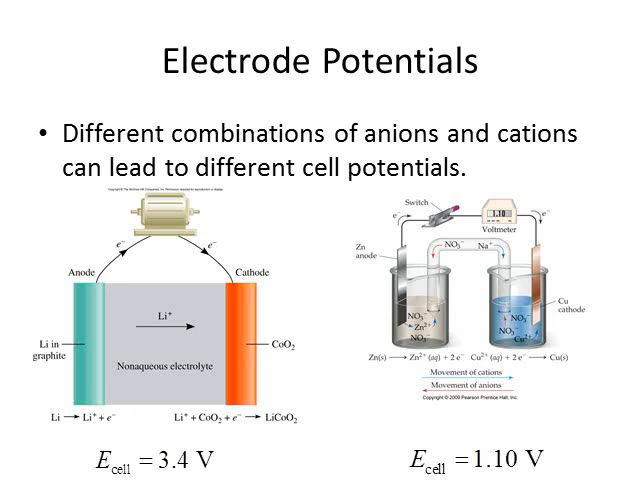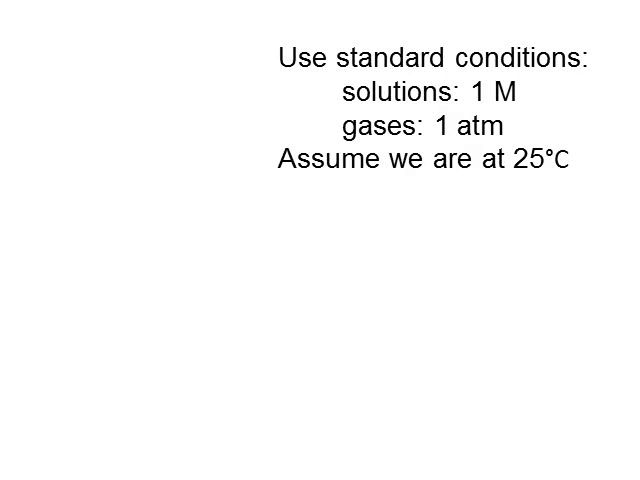Add to that the concentration effects and temperature effects. Temperature, we're just going to assume 25 degrees C, but we still have to deal with different concentrations. So how do we handle this? Basically, we want to set some conventions so that we can simplify the problem of tabulating everything. We start by using standard conditions: 1 molar solutions, 1 atmosphere partial pressure for gases, and 25 degrees C for the purpose of this course.